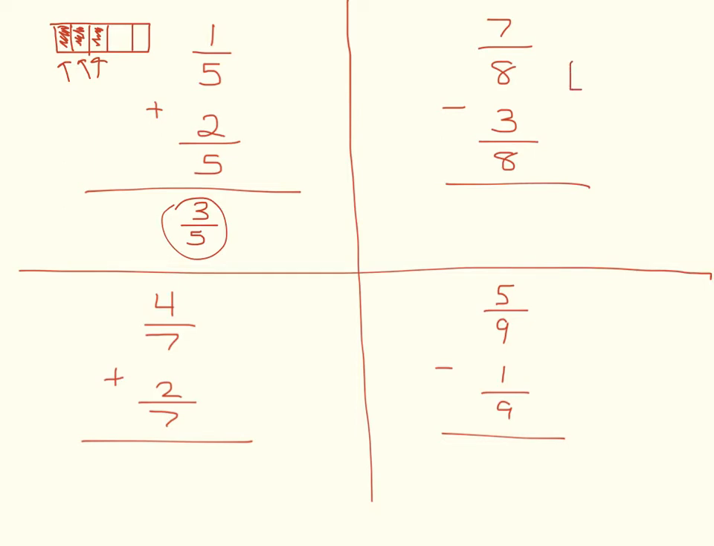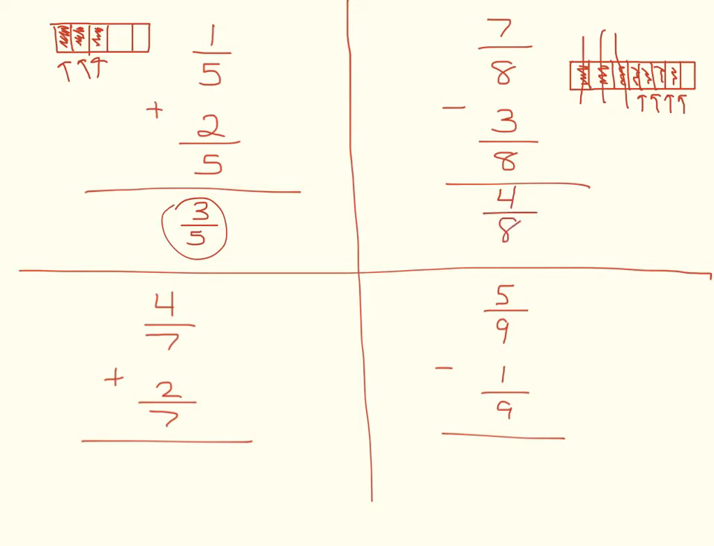So I'm going to draw that. So here's 7/8. 1, 2, 3, 4, 5, 6, 7. There's 7/8, and I'm going to take away 3/8. Take away 1, 2, 3/8. So now I'm left with this one, this one, this one, and this one. 7/8 minus 3/8 is 4/8. That's how many I have left.